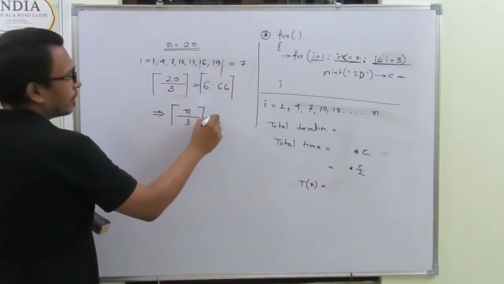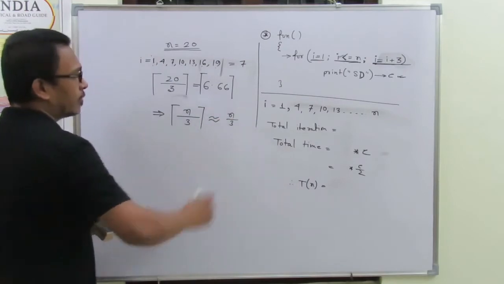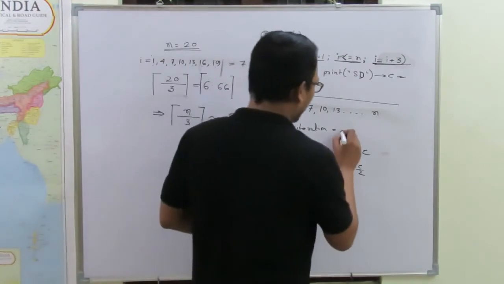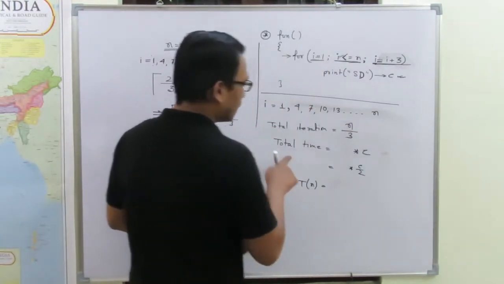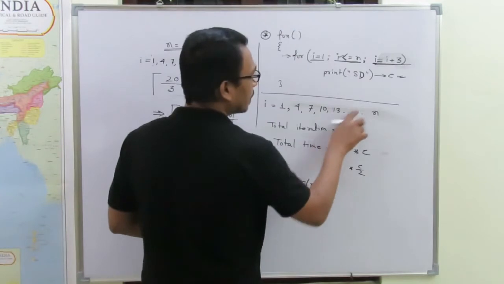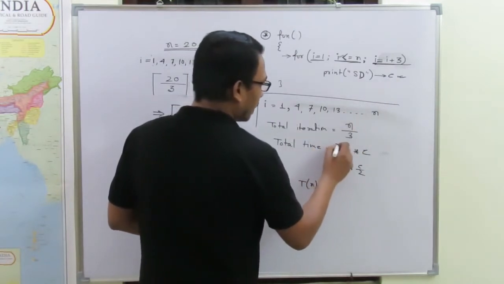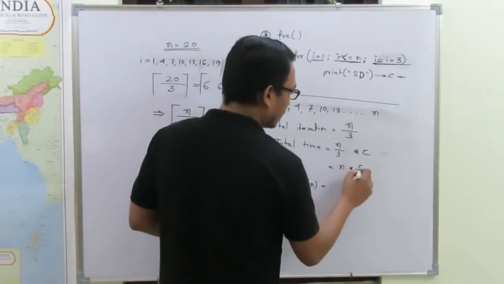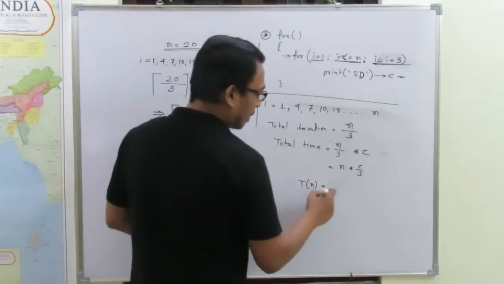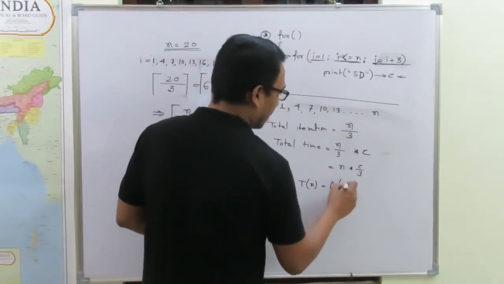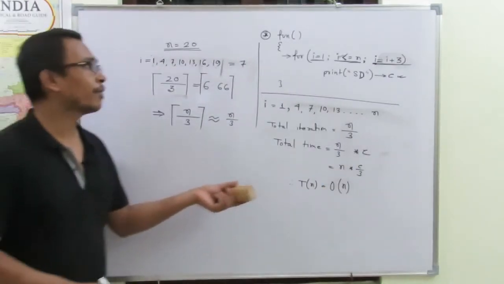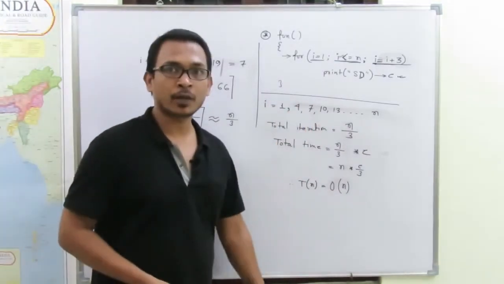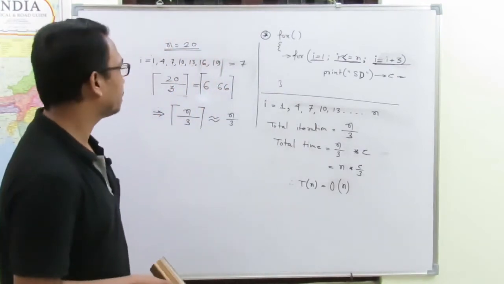Instead of ceil, we can simply represent it as n by 3 only. So here the total number of iterations will become n by 3. Each of these iterations will take c time, so total time will be n by 3 times c, and again we get n c by 3, and the time complexity will be order of n. Clear? That is how we can find the time complexity for a particular problem. Hope you understood.